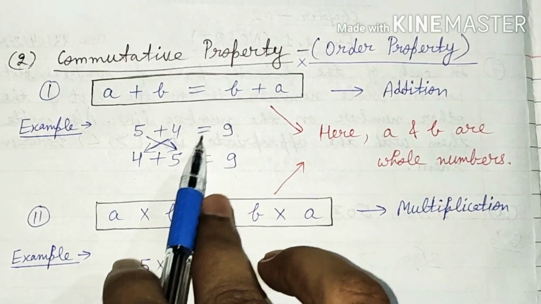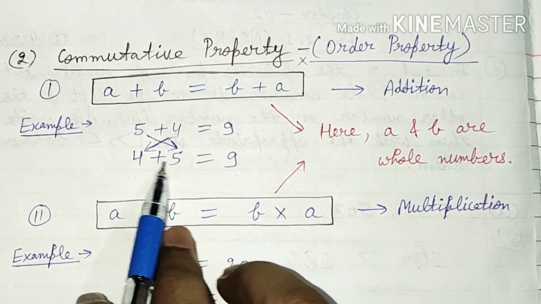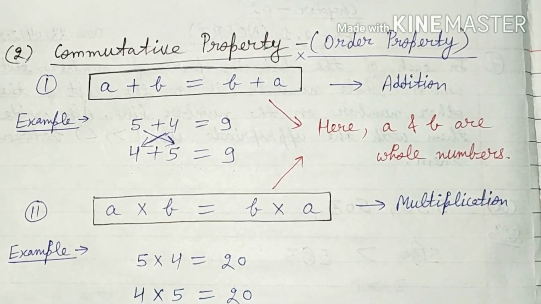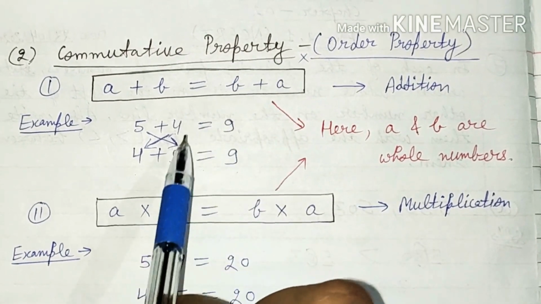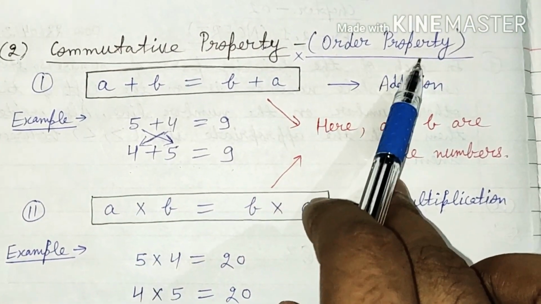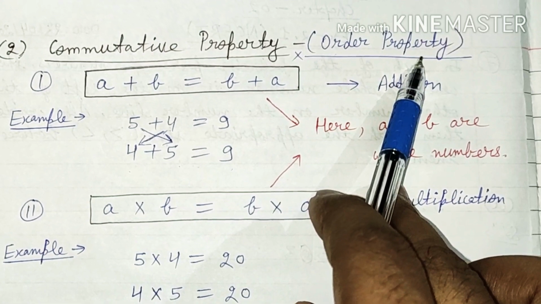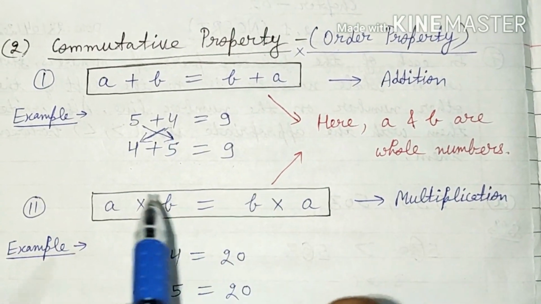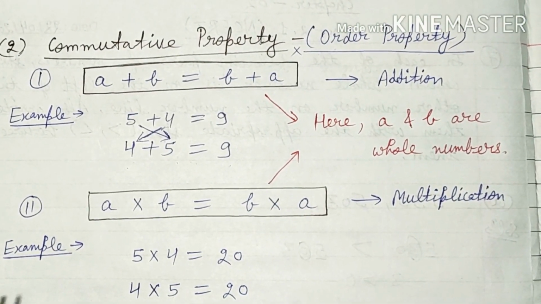Means we will get the same answer irrespective of the order of the numbers. So that is the main reason this property is also known as the order property, because it does not depend upon the order of the numbers.